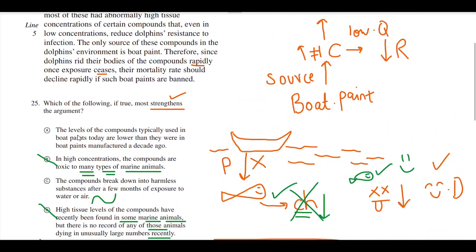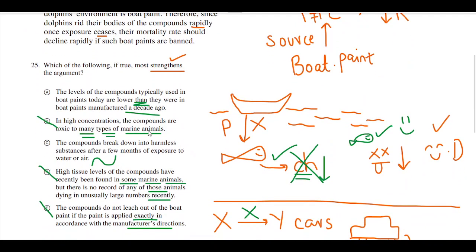Okay, A says the level of compounds typically used in boat paints today are lower than they were in boat paints manufactured a decade ago. Okay, so it's just drawing a comparison, and our analysis has nothing to do with what was happening some decades ago or what is happening now, so we can safely eliminate that. So through the process of elimination, the answer must be C.